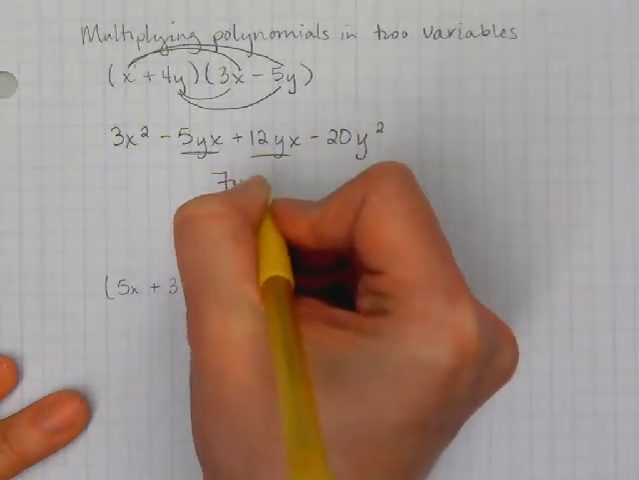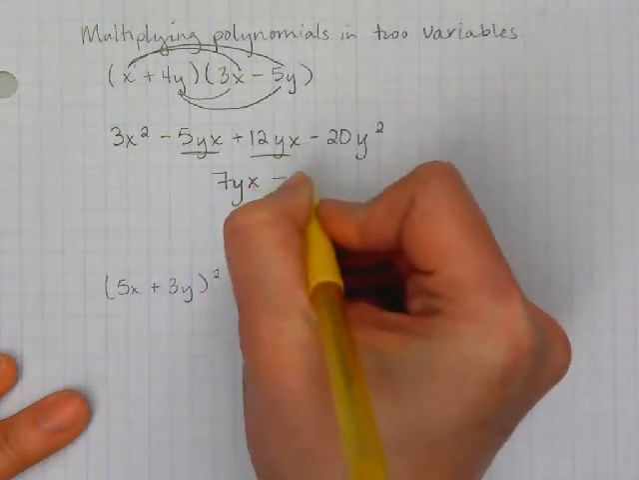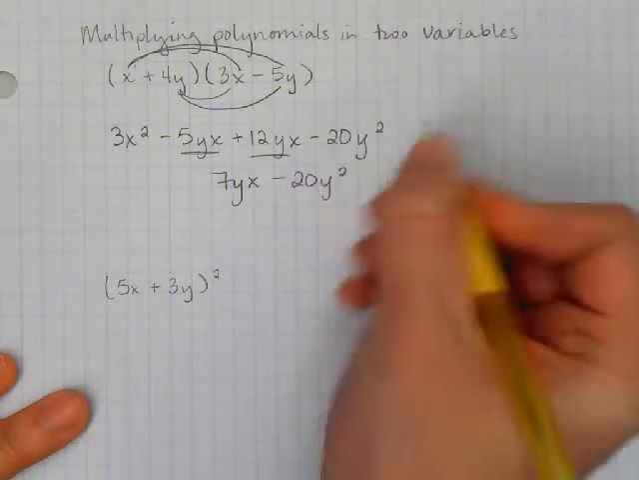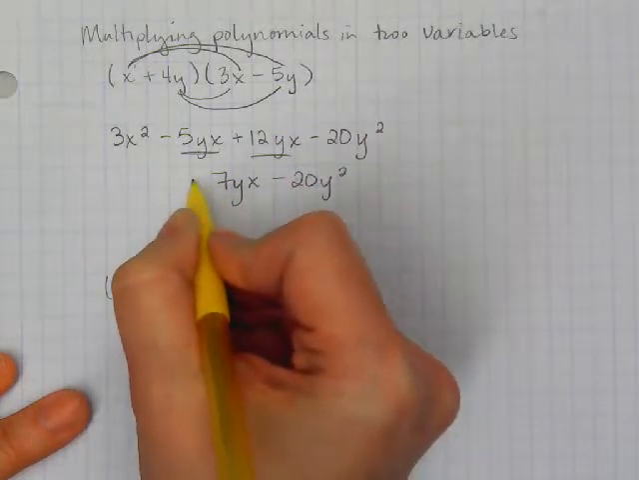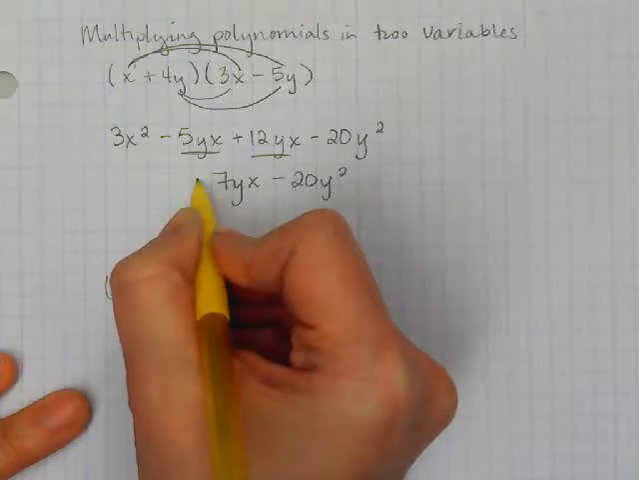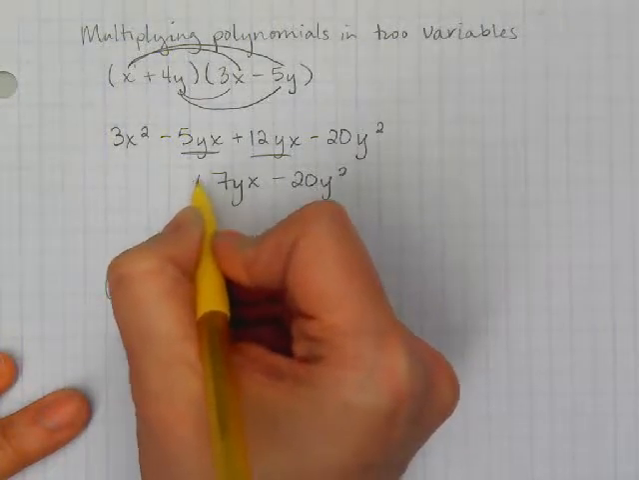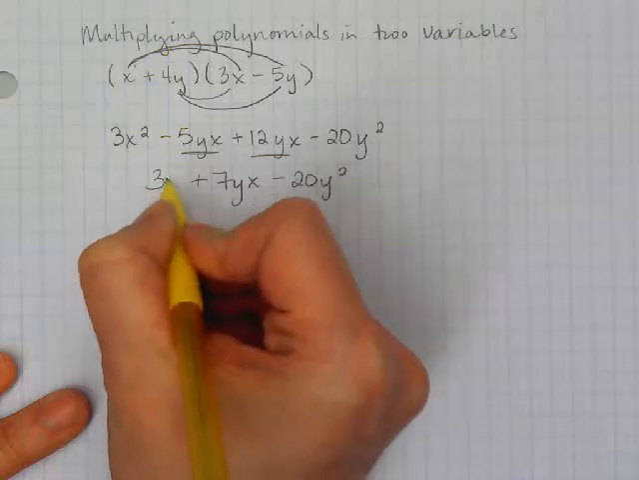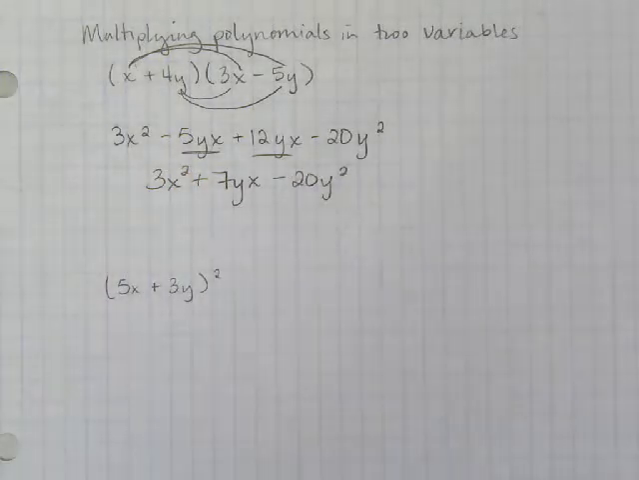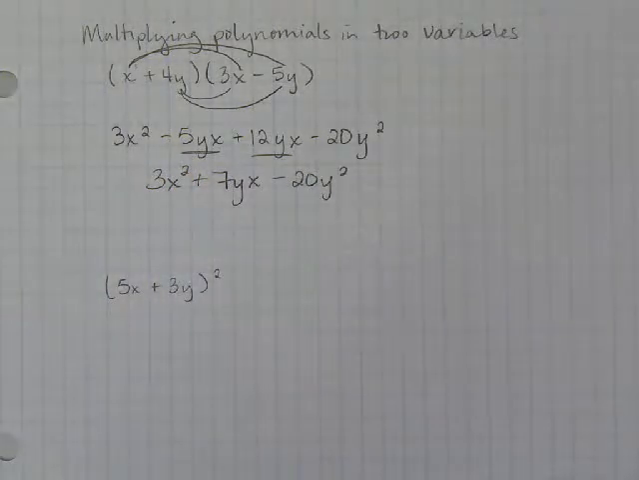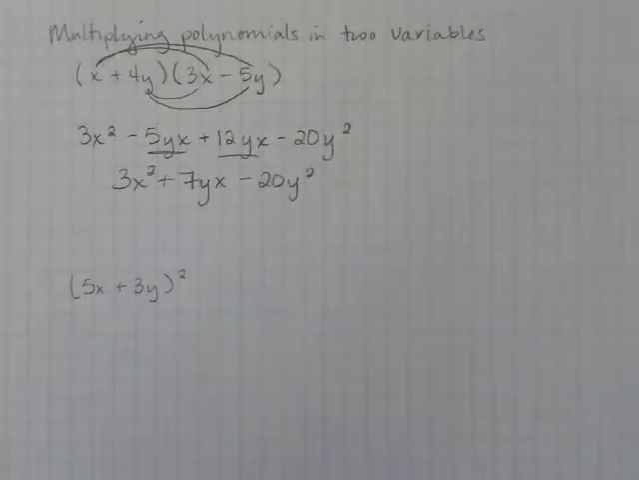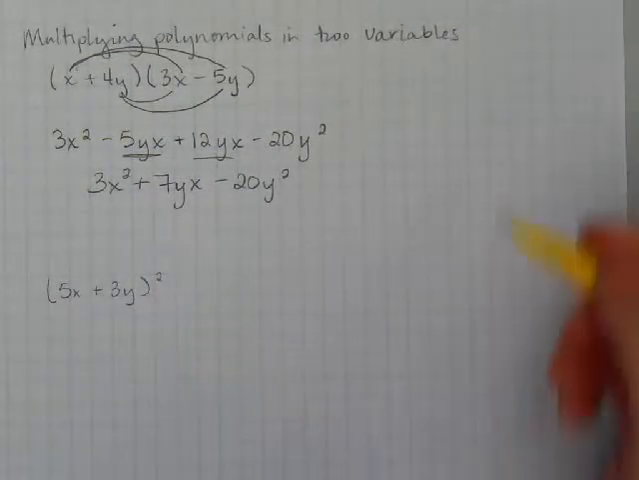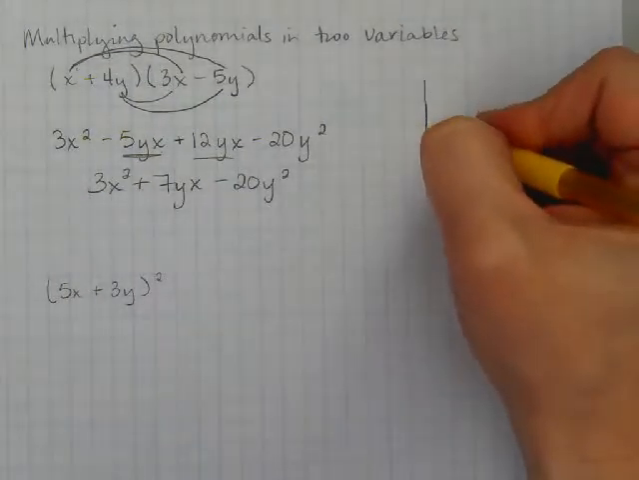The other method, I'm just going to run through really quickly. If you were more comfortable with the box method, that is fine. You can also do it that way. On one side, you're going to have x and 4y. On the other, you're going to have 3x and negative 5y. And then you just multiply the corresponding boxes.